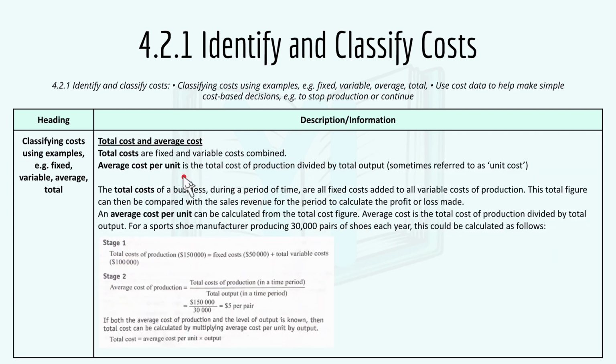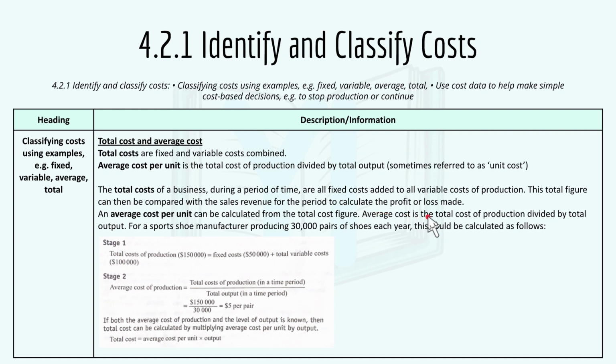Then we have the total cost and average cost. Total costs are fixed and variable costs combined, and the average cost per unit is the total cost of production divided by the total output, sometimes referred to as unit cost. And the total cost of a business during a period of time are all fixed costs added to all variable costs of production. This total figure can then be compared with the sales revenue for the period to calculate the profit or loss made. And an average cost per unit can be calculated from the total cost figure.